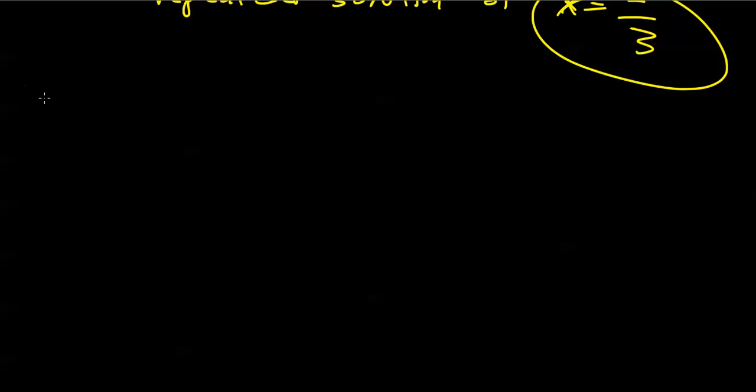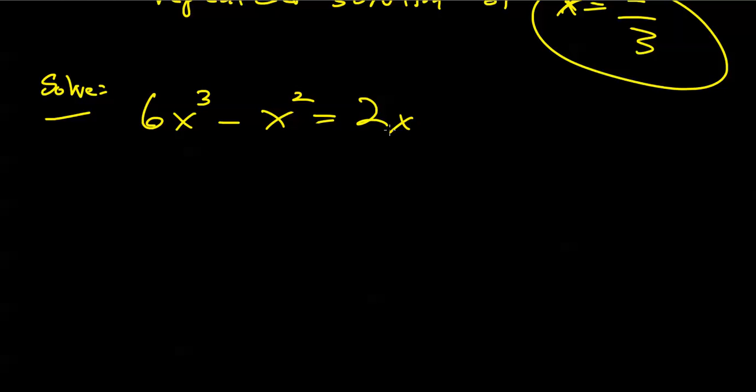Alright, let's try another one. Solve 6x cubed minus x squared equals 2x. Alright, now this is a degree 3 equation. Well, we'll solve degree 3 equations like we do degree 2 equations. We'll set them up in standard form and attempt to solve by factoring. Well, remember, you can factor some degree 3 equations just like degree 2 equations can factor.